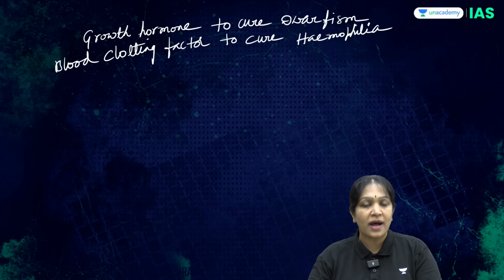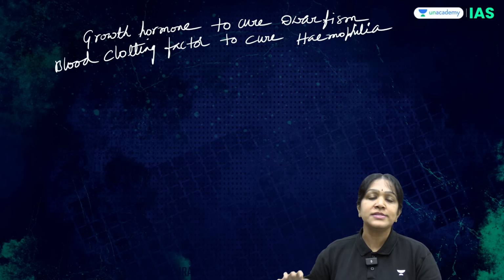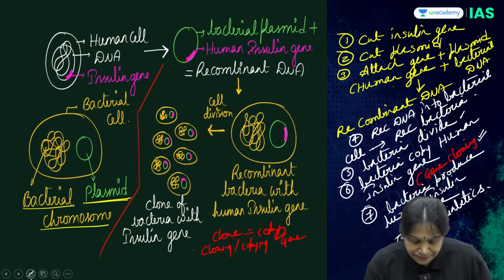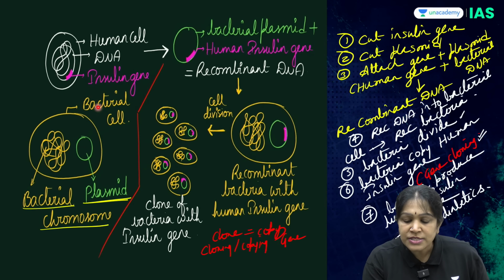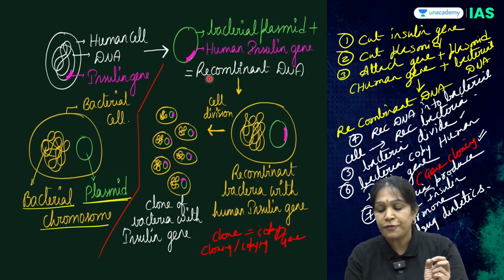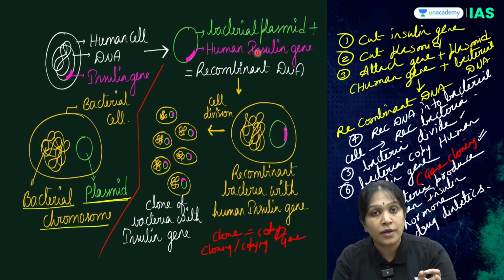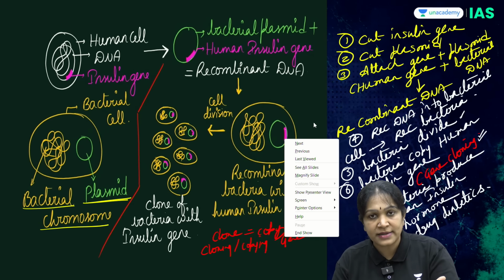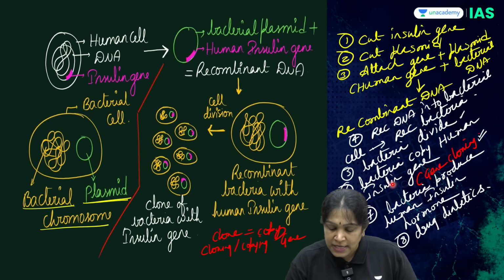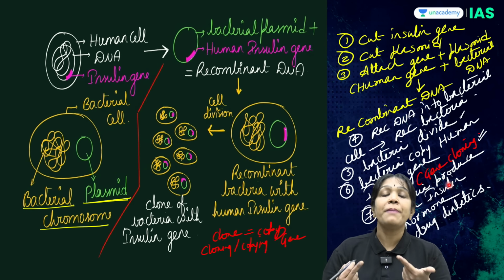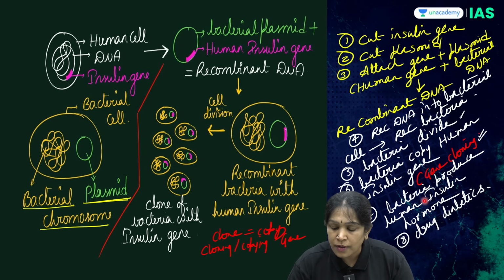Or say, for example, dwarfs. Why are they dwarfs? Because they don't have a sufficient amount of growth hormone. So what we can do is, instead of the insulin gene, transfer the growth hormone gene. Now you will form a recombinant DNA with the growth hormone gene, and we insert the growth hormone gene into the bacteria. Now instead of insulin hormone, which I told you bacteria produce, the bacteria will produce growth hormone.